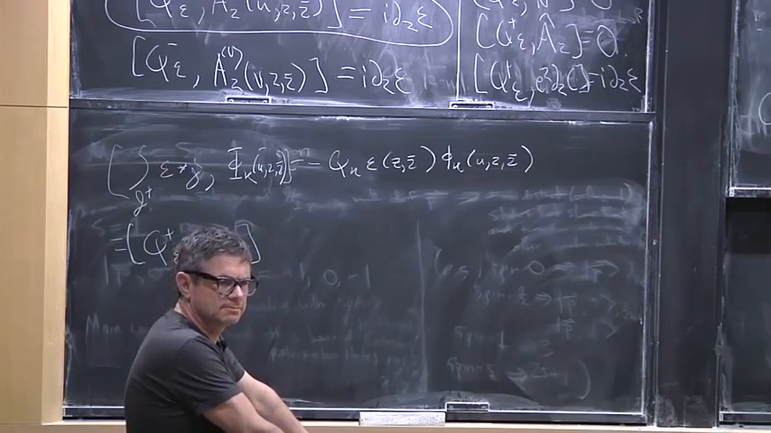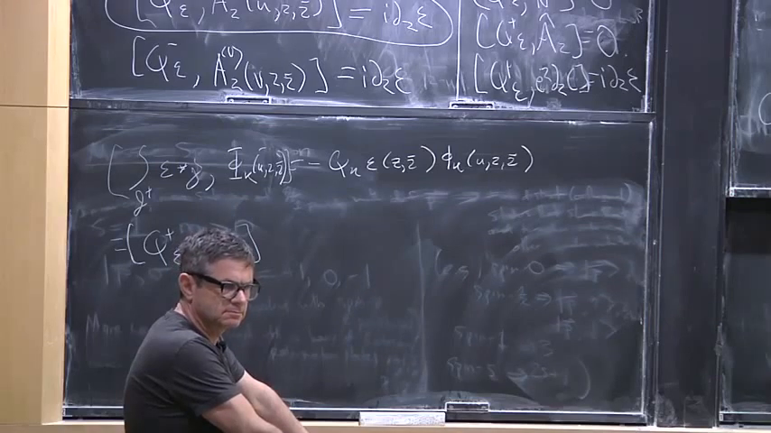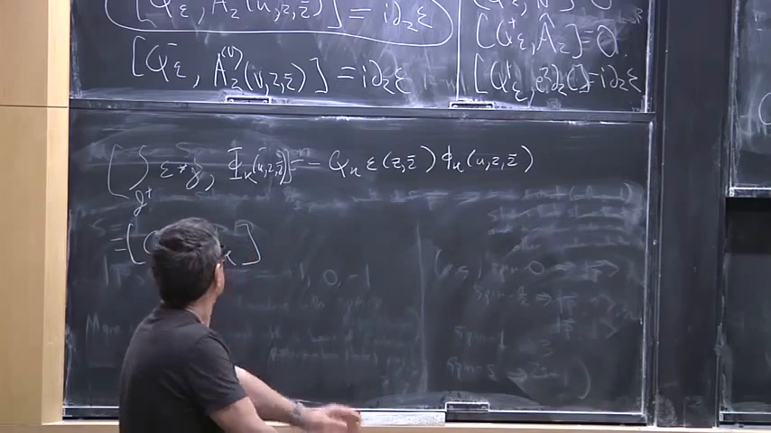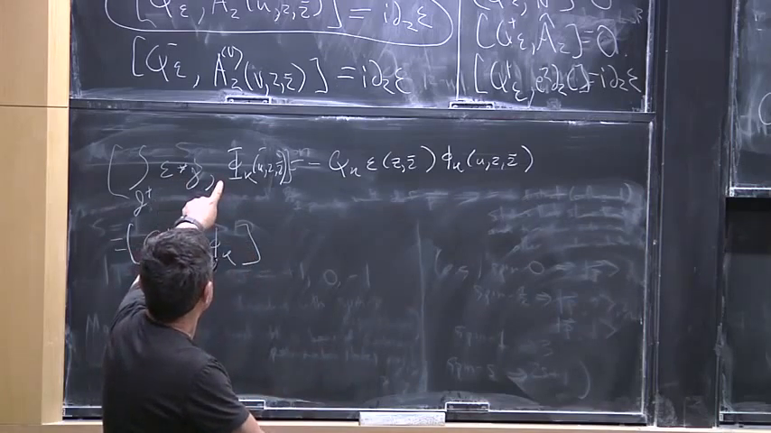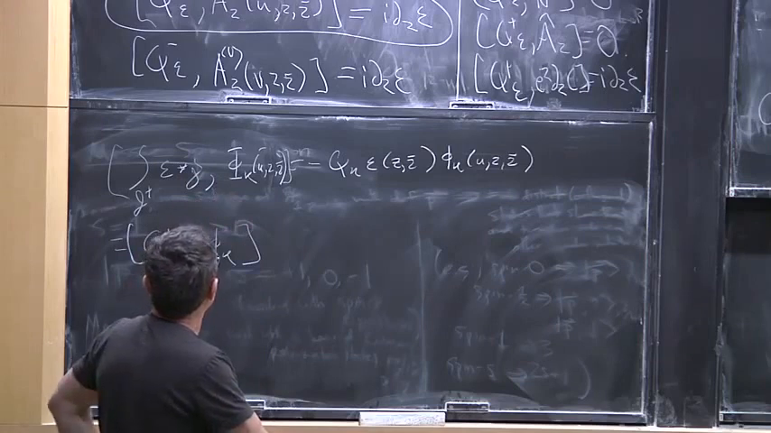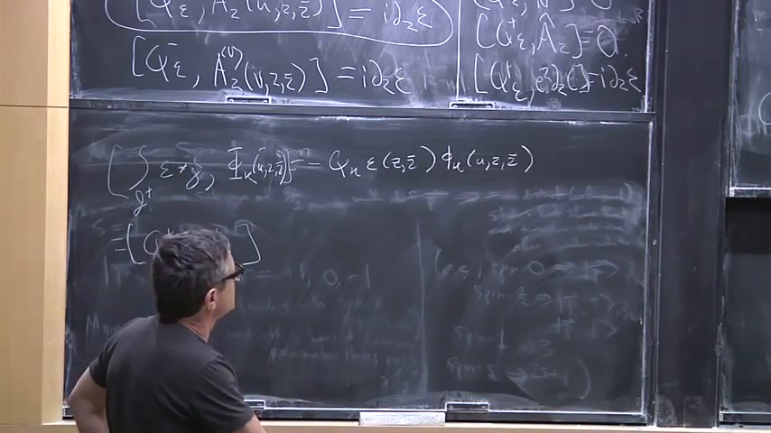Any questions? So when you derived these commutation relations with Q plus epsilon, were you including the hard term? You mean for A? Yeah. No. But the hard term is constructed only from the matter fields.